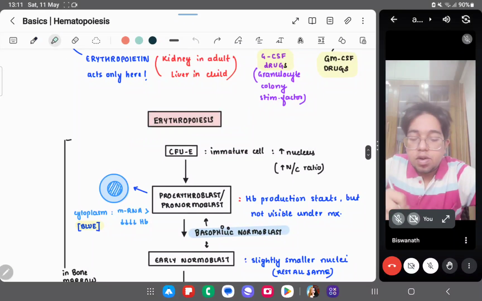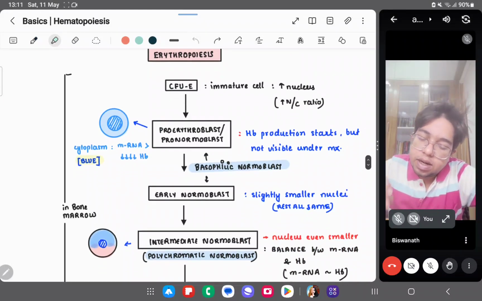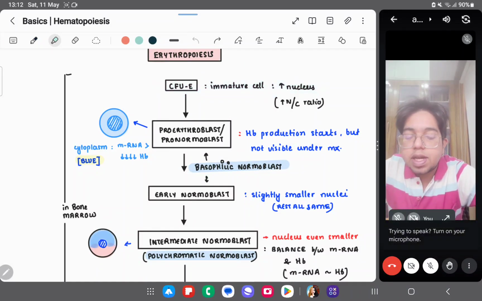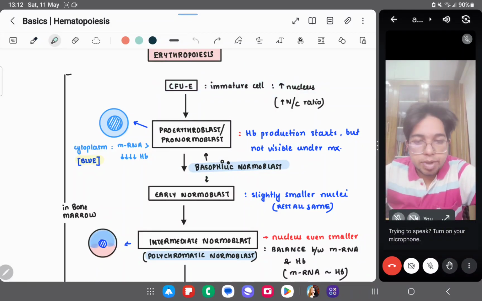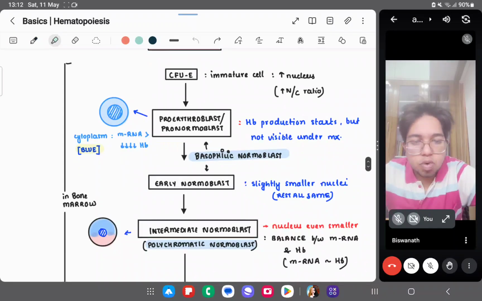Then we are going to discuss erythropoiesis. Erythropoiesis begins with CFU-E, which is the immature cell and has a high nucleocytoplasmic ratio. NC ratio is the nucleocytoplasmic ratio. It has the highest nucleocytoplasmic ratio. It has more nucleus than cytoplasm because it is an immature cell. Immature cells have more nucleus than cytoplasm.